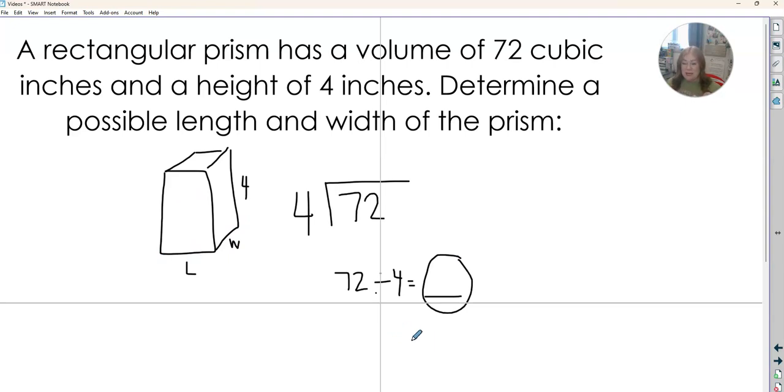So you need to think of two things: what could the length be and what can the width be that when we multiply them together equal the base, 72 divided by 4. So the length times the width times 4 for the height should equal 72. So you're looking for the two missing pieces this time, and there's a couple options that it could be.